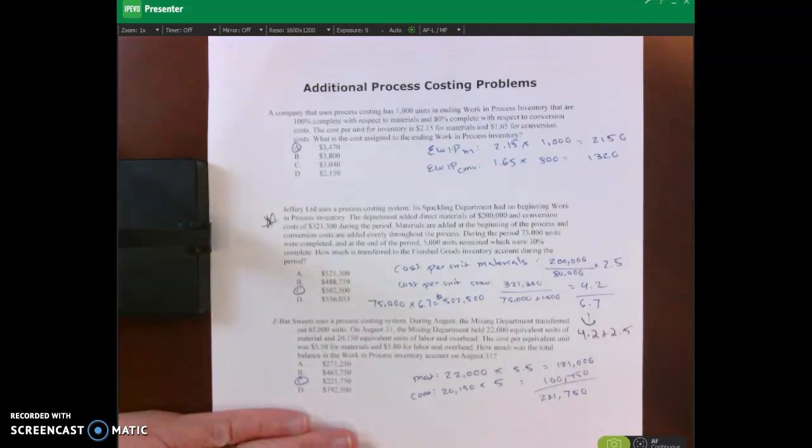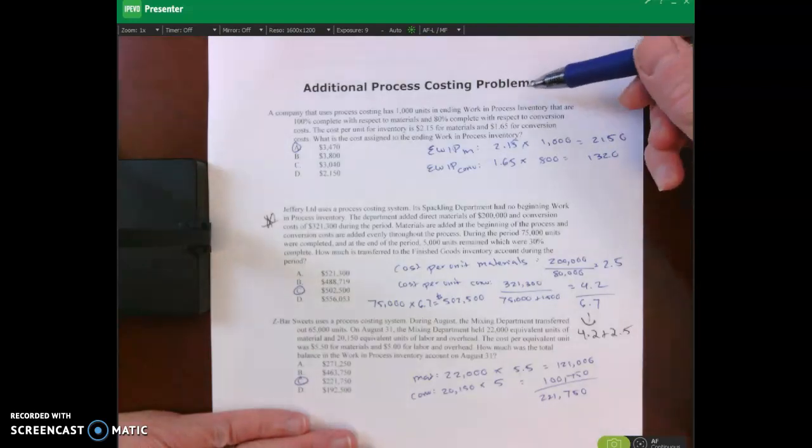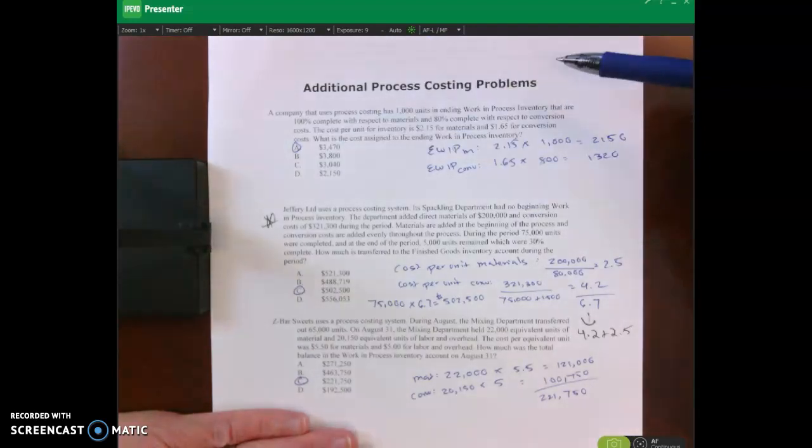So with the first one, it says a company uses process costing that has 1,000 units in ending work in process that are 100% complete with respect to materials, 80% complete with respect to conversion. The cost per unit for inventory is $2.15 for materials, $1.65 for conversion. What is the cost of ending work in process? So in this case, this one's a little bit easier. The right answer is A, by the way.